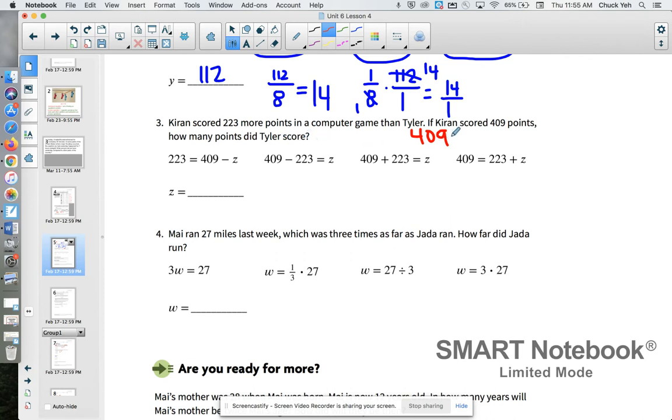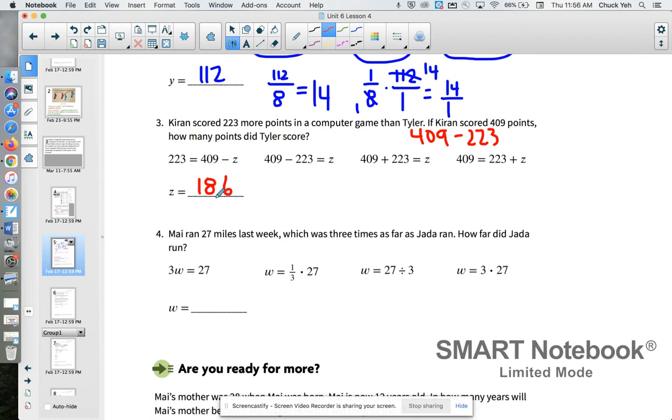I don't think we would add 223 because it seemed like Tyler scored less, right? I think Tyler would have scored less and then Kieran scored 223 more. So maybe I would subtract 223. So I think it sounds logical. Tyler scored 186 points. Kieran scored 223 more. That means Kieran scored 409 points.